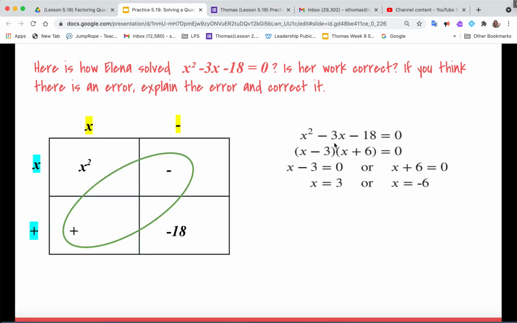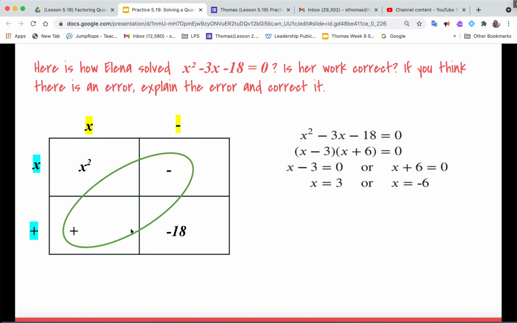So on the right side of the image, we have her work. She had x squared minus 3x minus 18 is equal to 0. And according to her factoring, she got x minus 3 times x plus 6. And she solved and she got x is equal to 3 and x is equal to 6.